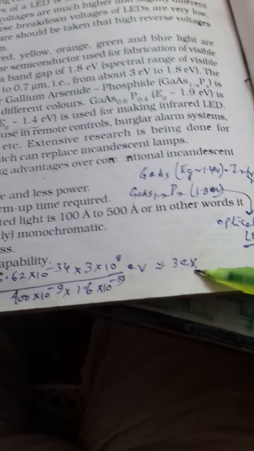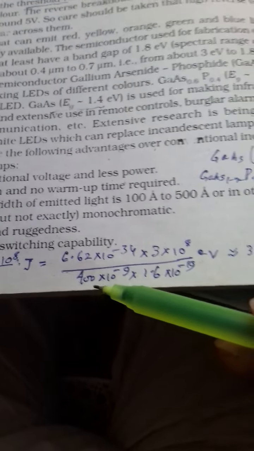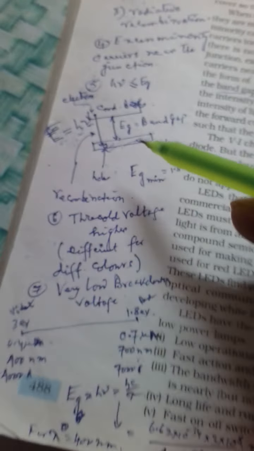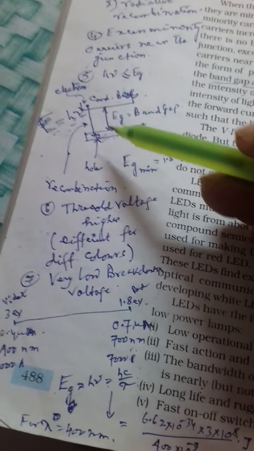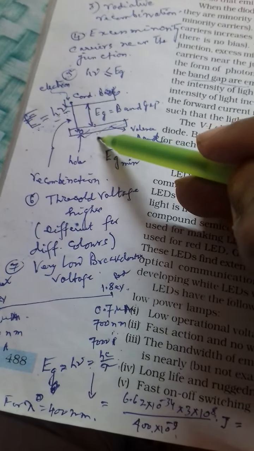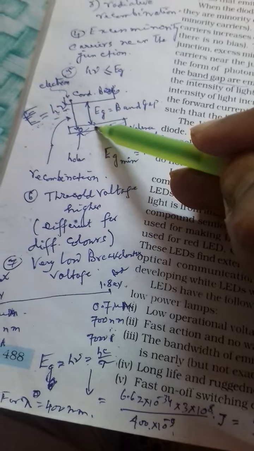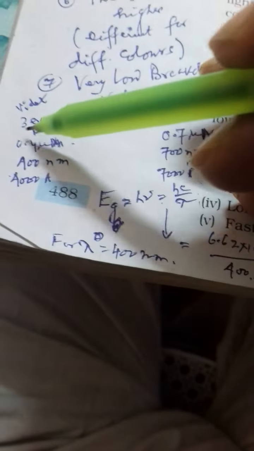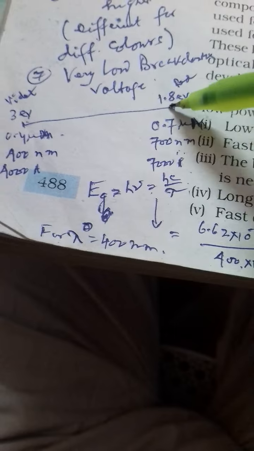3 electron volt. And for red light to be emitted, this should be 700. If you calculate it, it will be almost 1.8 electron volt. So this minimum band gap Eg should be 1.8 electron volt for emission of red light and 3 electron volt for violet light. So the band gap should be in the range 1.8 electron volt to 3 electron volt. The band gap should be in this range.